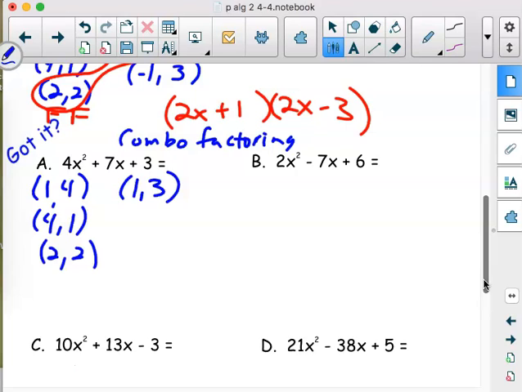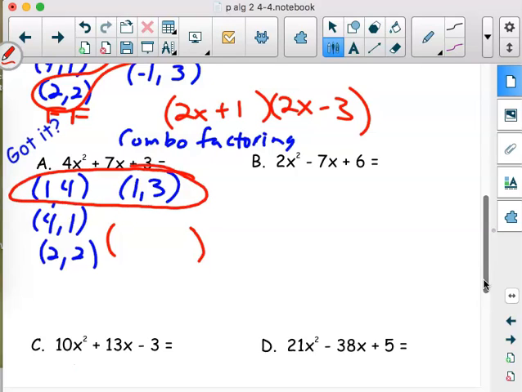See if you can find it, and then unmute and let us know. 4, 1 and 1, 3. 12 plus 1. Uh-oh. That'll give me 13 in the middle. 1 and 4 and 1 and 3. 3 times 1 is 3. 4 times 1 is 4. 3 plus 4 is 7. Looks good.